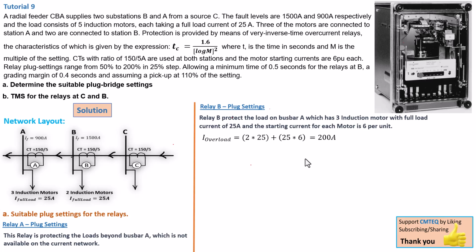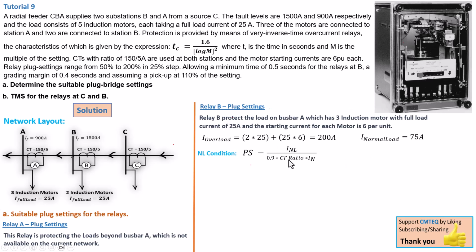Then the normal load will basically be the 75 amps, so that is the 3 motors running. When they are all done starting, they are just running at full load, and you're only going to have a 75 amp normal load. Now we're going to set up the plug setting for the overload current so that it does not trip. Okay, great. So to do that, let's go ahead and bring the formula for the plug setting. The formula for plug setting is the nominal current for normal load divided by 0.9 times the CT ratio times the nominal current of your secondary CT.